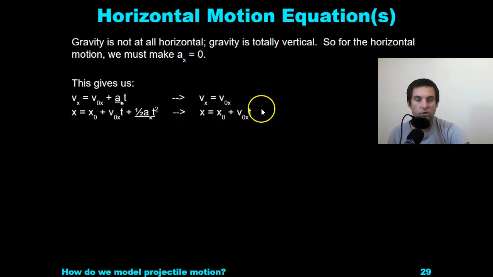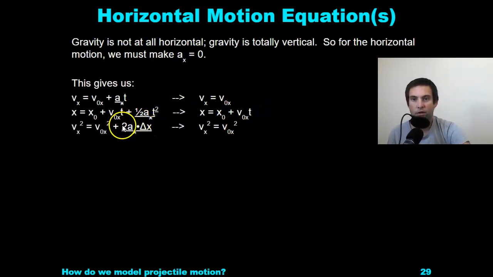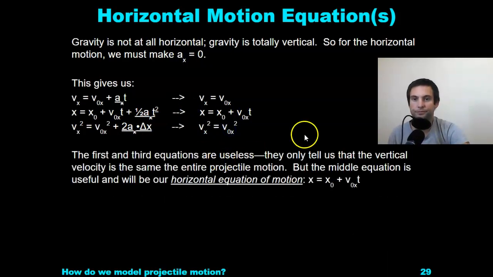Then that gives us this shortened equation. For this one, all of this goes to 0 if acceleration equals 0. So we're left with the final velocity squared equals the initial velocity squared. The first and third equations are completely useless because they just tell us the horizontal velocity is the same as the entire projectile motion, which we've already said. And remember, this will change as we introduce air resistance into it. But the middle equation is useful and will be our horizontal equation of motion.